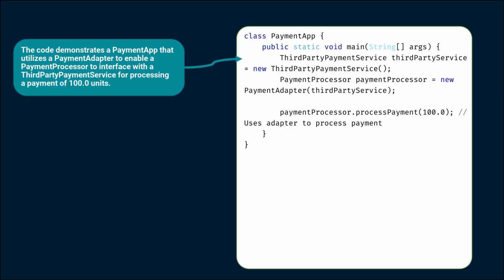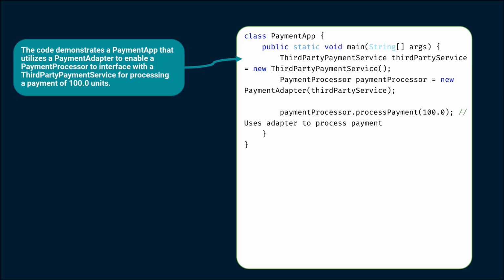Here we have our main class, PaymentApp, which serves as the entry point for the application. Inside the main method, we first instantiate the third-party payment service class, ThirdPartyPaymentService. This class contains the method makePayment, which requires a currency string along with the payment amount, simplifying the interaction with the underlying payment system. Next, we create an instance of PaymentAdapter, passing in the third-party payment service object. The payment adapter implements the payment processor interface and translates its processPayment method to meet the expected interface, allowing our application to interact with the payment service seamlessly.